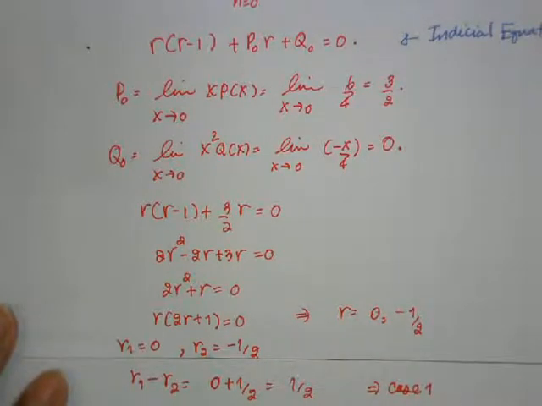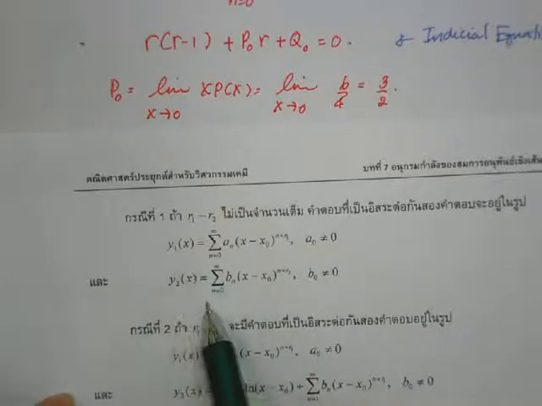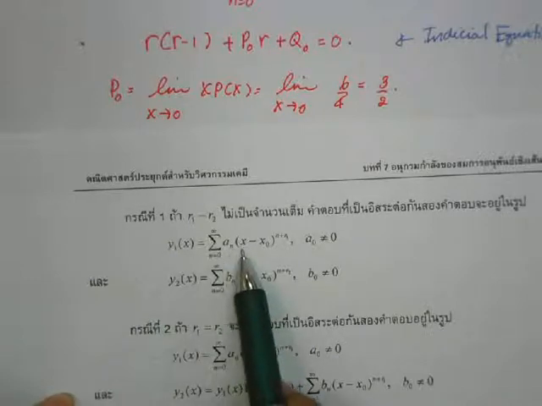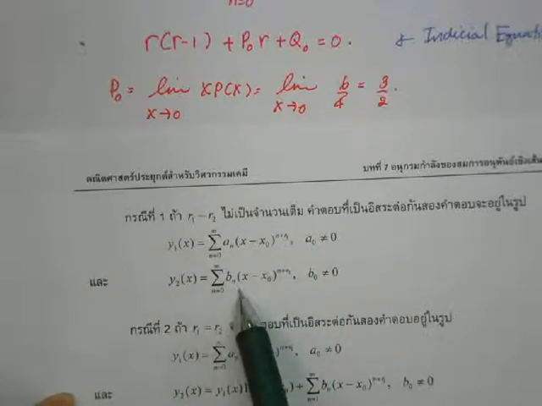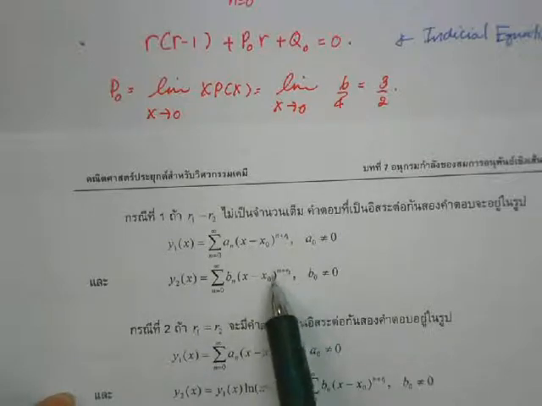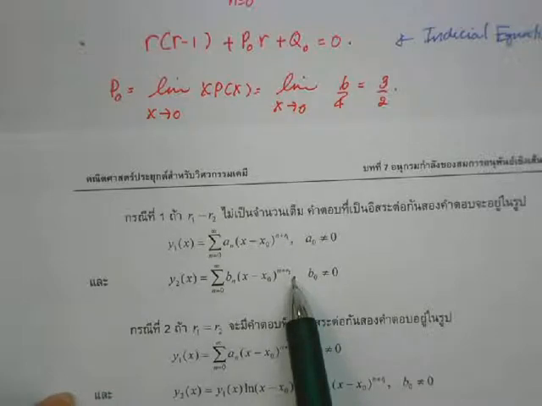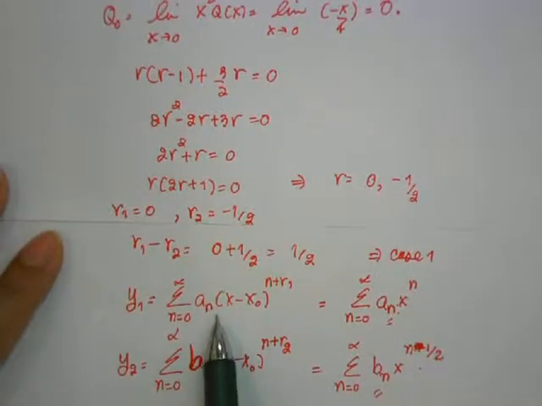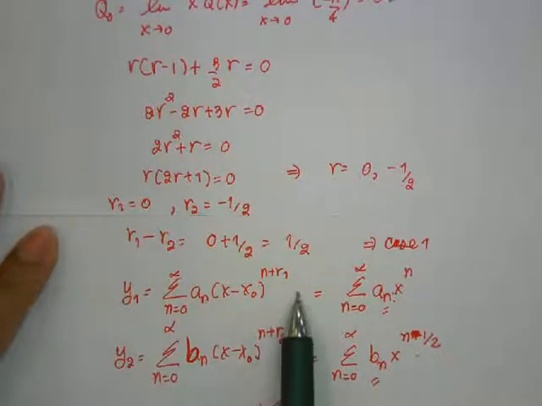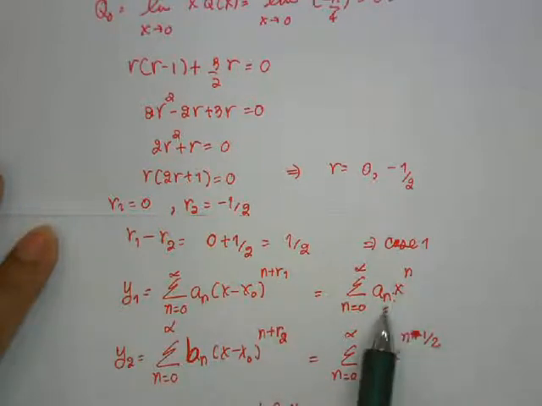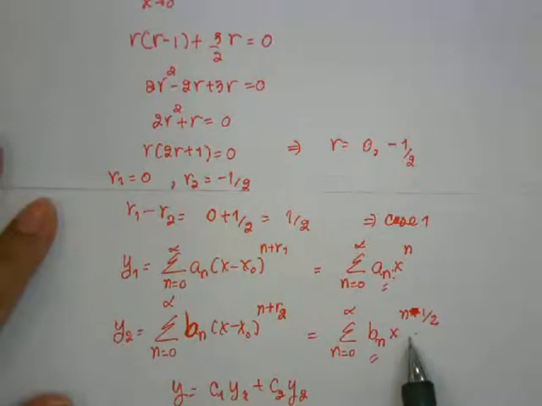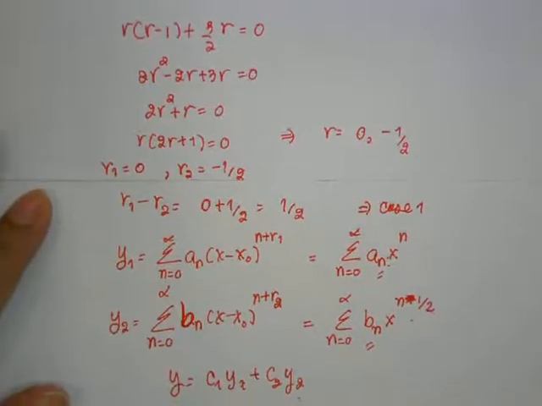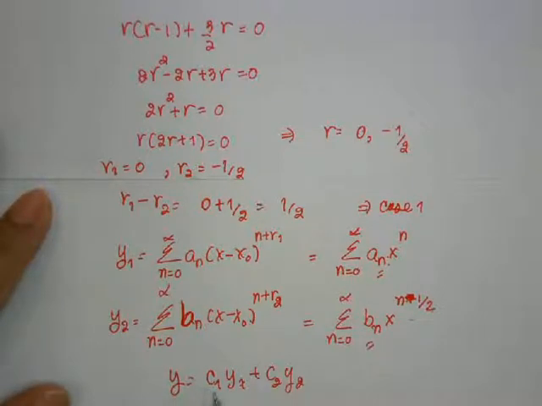In case 1, you know that you have two solutions, y1 and y2. y1 is the summation of a_n times (x minus x0) to the power of n plus r1. And y2 is the summation of b_n times (x minus x0) to the power of n plus r2. So we have the first solution and the second solution. Now r1 is equal to 0, so you get x to the power of n. r2 equal to minus 1 over 2, so we get b_n times x to the power of n minus 1 over 2. So our final solution would be y equal to c1 y1 plus c2 y2.